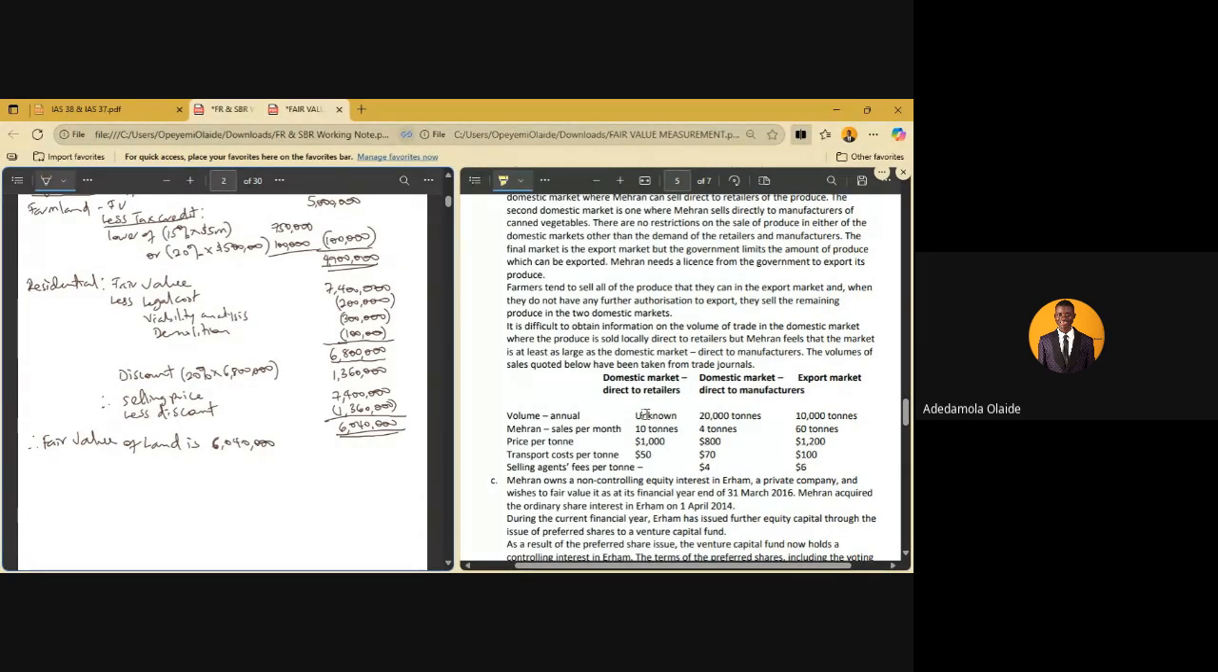We have the volume sold direct to retailers, volume sold direct to manufacturers, and volume sold in the export market. So they've told us that, okay, we have the sales per month for Mirror, we have the price per ton, we have the transport cost, and we have the selling agent fees.